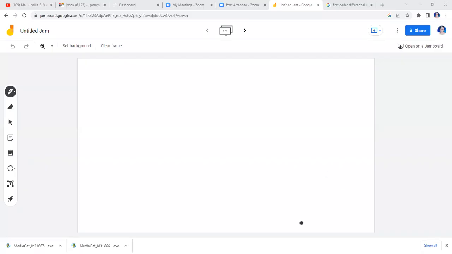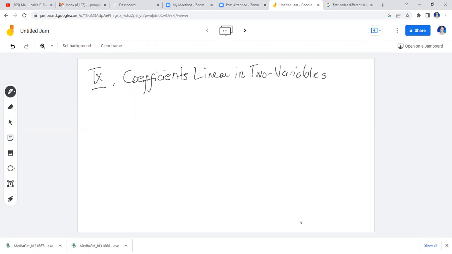Okay, so this is our ninth topic for first order differential equations. So this being the ninth, we'll have this labeled as ninth. So this is first order differential equations with coefficients linear in two variables. Or it could be even only having one variable as long as the coefficients are linear. Okay, so let me give you an example of what these particular differential equations are.